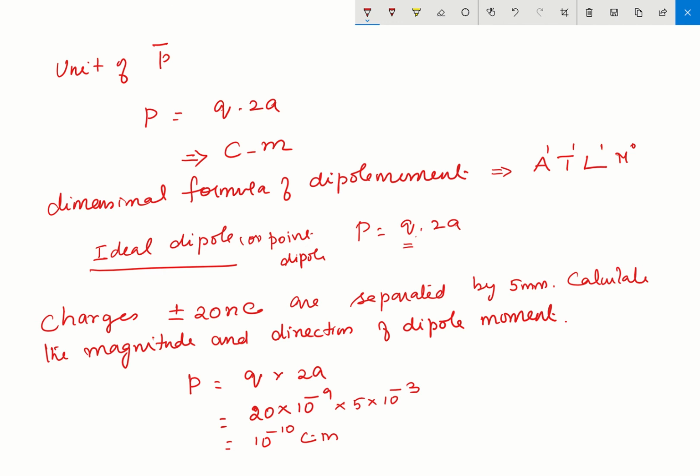What is the direction? The direction is from negative charge to positive charge, that is, from minus 20 nanocoulomb to plus 20 nanocoulomb. Is it clear? In the next class we will see the electric field intensity due to the electric dipole. Is it clear?